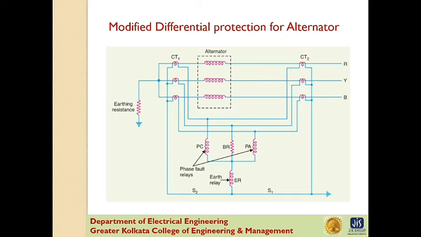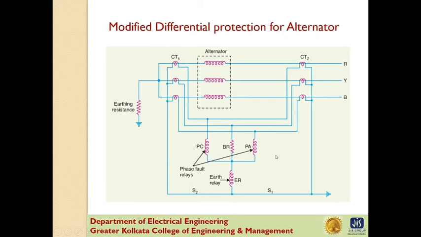If a fault occurs between two phases, the out of balance current will circulate round the two transformer secondaries via any two of the coils PA or PC without passing through the earth relay. Therefore, only the phase relays will operate.